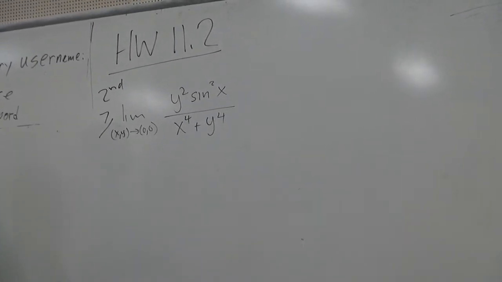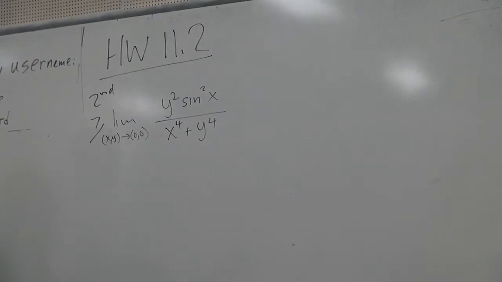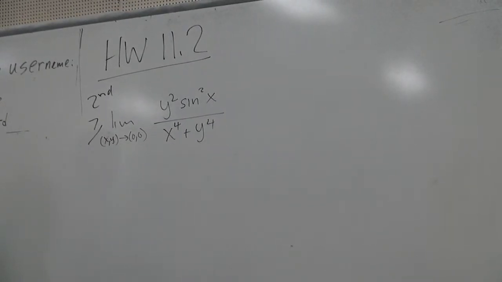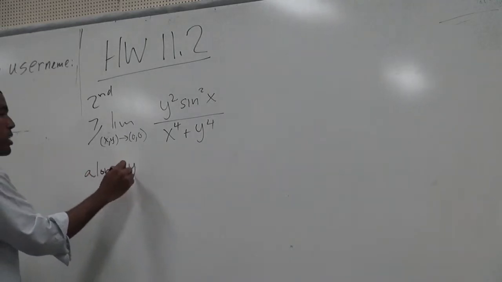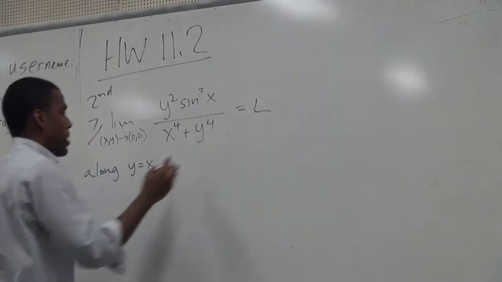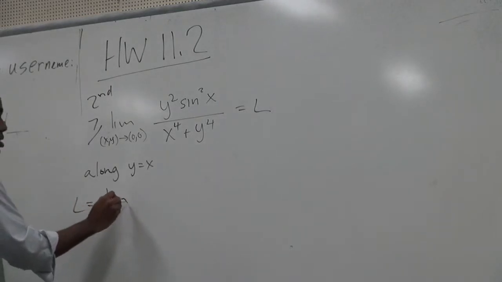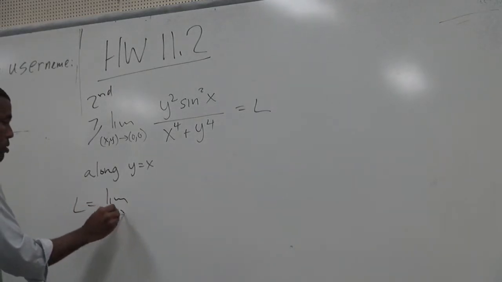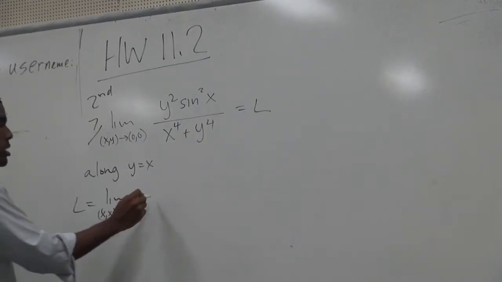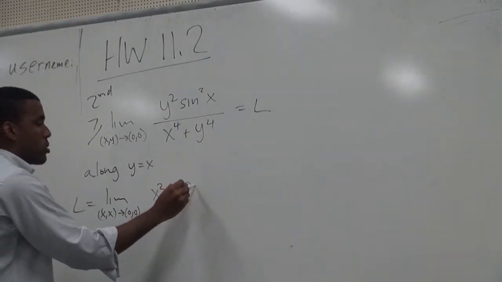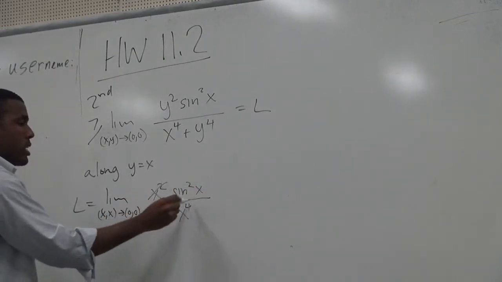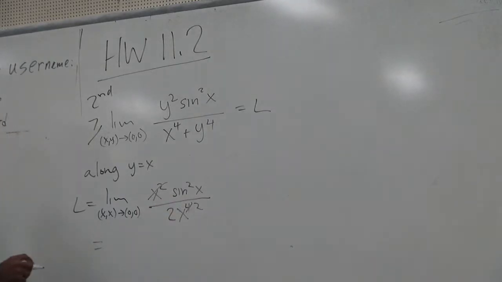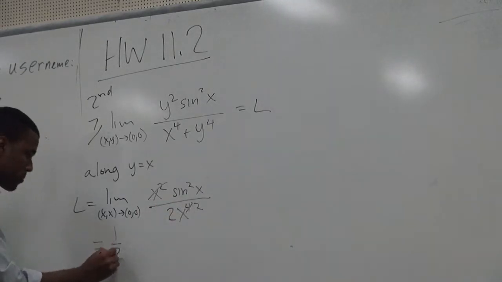Well, this wasn't my problem in the homework, but when I saw it on Brian's homework, I thought, what if you use y equals x, and then replace it so that it's x squared sine squared x over x to the 4th plus x to the 4th. Okay, so you go along y equals x. I call this L, and then L would be equal to the limit as (x, y) approaches (0, 0) of x squared sine squared x over now 2x to the 4th, right? Which this would cancel with that. It's a half.